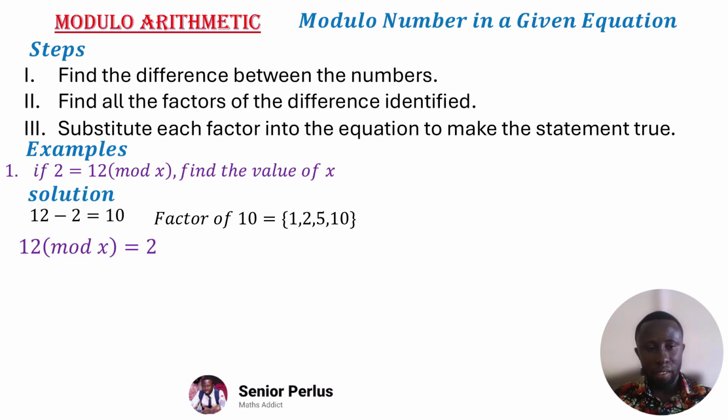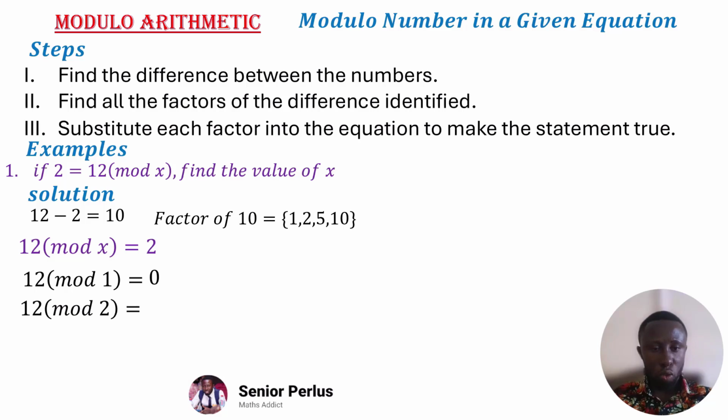So 12 mod s is 2. That's the question, and you want the s. In place of the s, we put in the factors one after the other until we get 2. We start with the factors of 10. The first one, 12 mod 1. 12 mod 1 is 0, because 12 divided by 1 leaves no remainder. In modulo, we always talk about the remainder. So there's no remainder there, so 0.